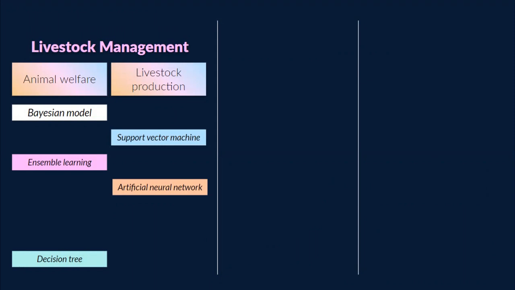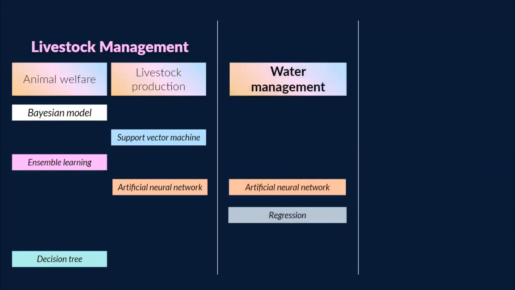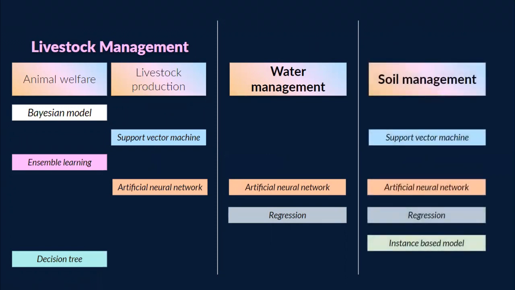In livestock management, the main and most implemented learning model is support vector machine compared to the others. For water management, there are artificial neural network and regression, where artificial neural network is the main learning model. And in soil management, support vector machine, artificial neural network, regression, and instance-based model are applied. So across agriculture, the main applied machine learning model is artificial neural network, especially in crop management, water management, and soil management, whilst only livestock management implements support vector machine as the main learning model.